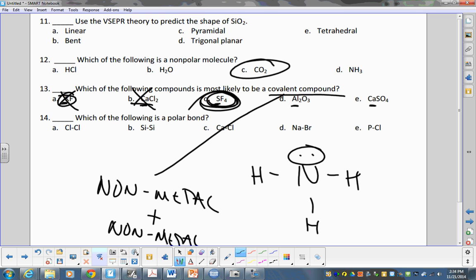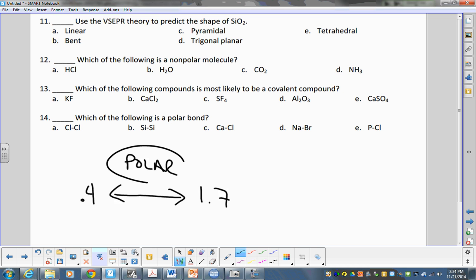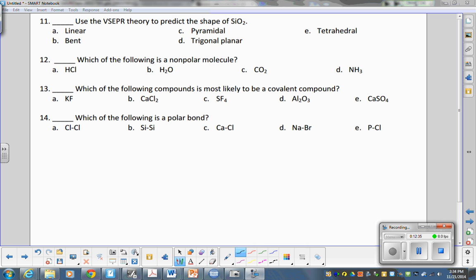Which of the following is a polar bond? Well, the definition of a polar bond is you got to be greater than 0.4. I think they said 0.4 to 1.7 is a polar bond. Anything past there, I believe, is ionic. You have to look at your chart. That would be polar. So I'm going to change that statement. It's 0.41 to 1.99. I believe they told you in honors. That is going to be a polar bond. So that would fall between them.